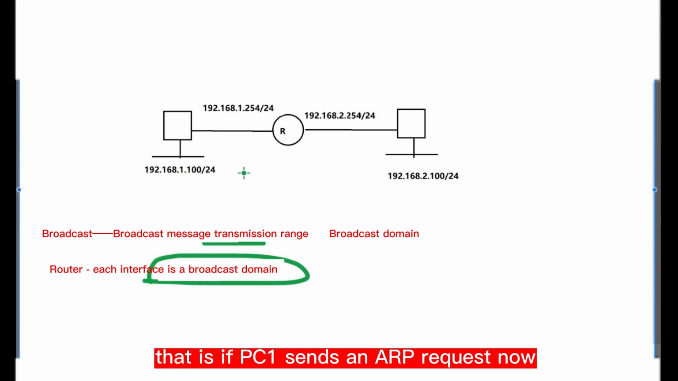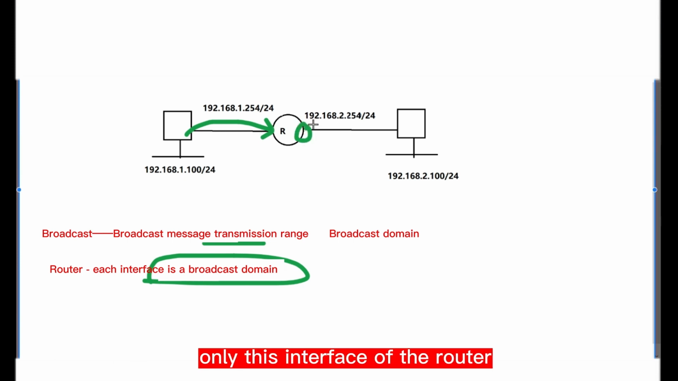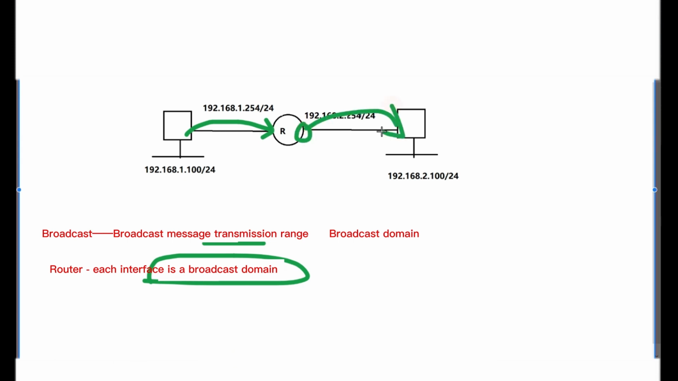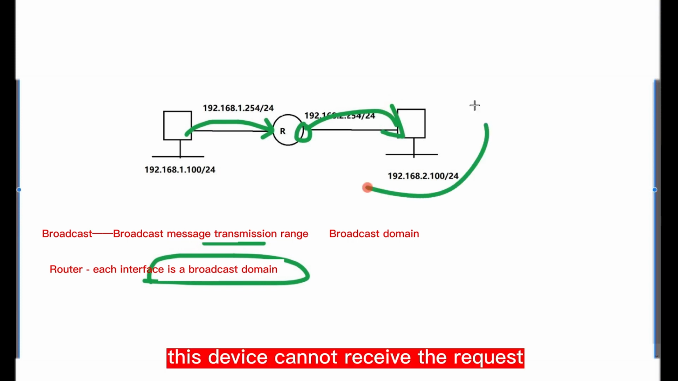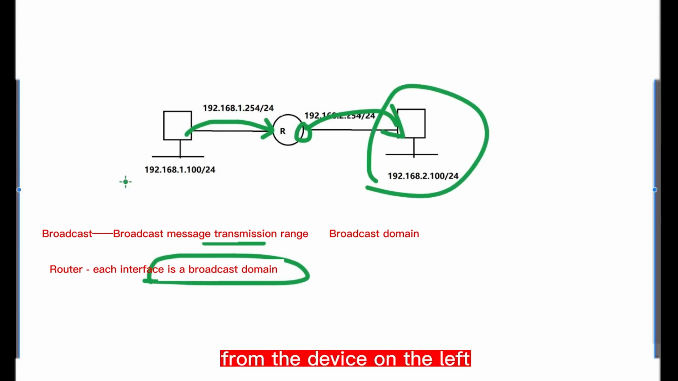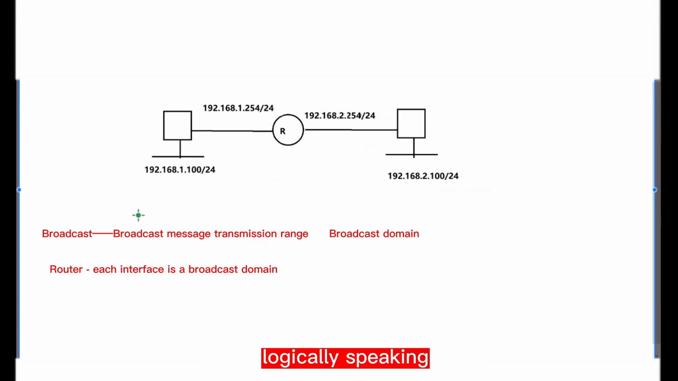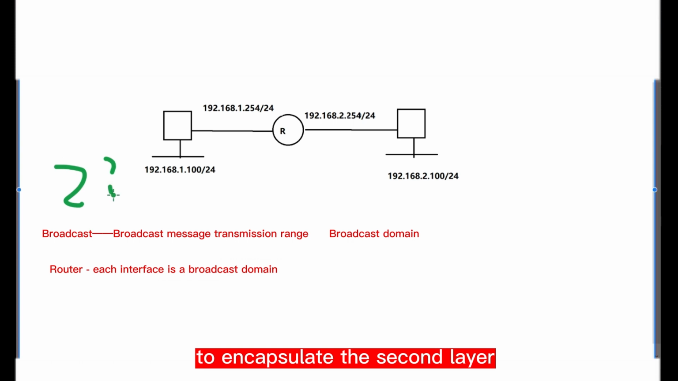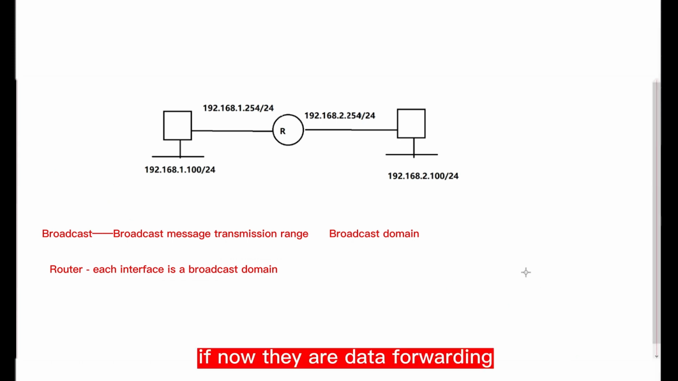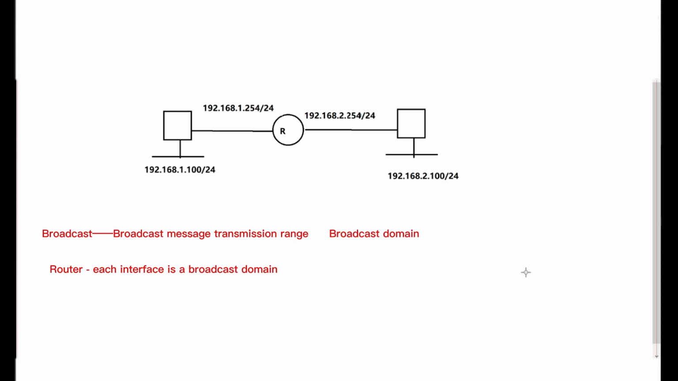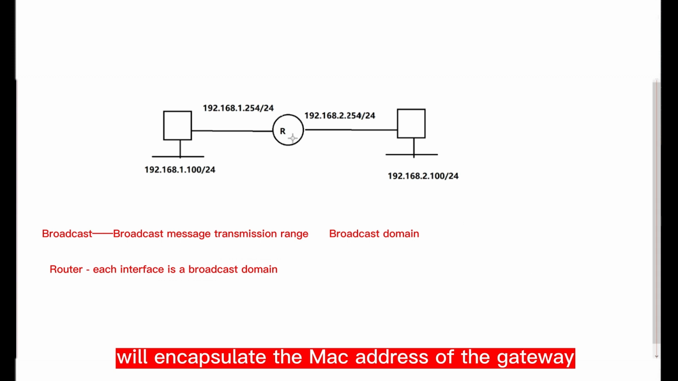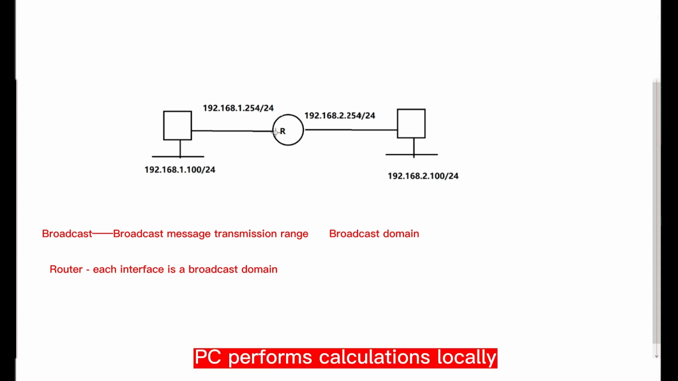That is, if PC1 sends an ARP request now, only this interface of the router can be reached at most. It won't be forwarded here. This device cannot receive the request from the device on the left, so it will naturally not reply. Logically speaking, if it doesn't reply, there is no way to encapsulate the second layer. If the data is forwarded across network segments, then the second layer will encapsulate the MAC address of the gateway.